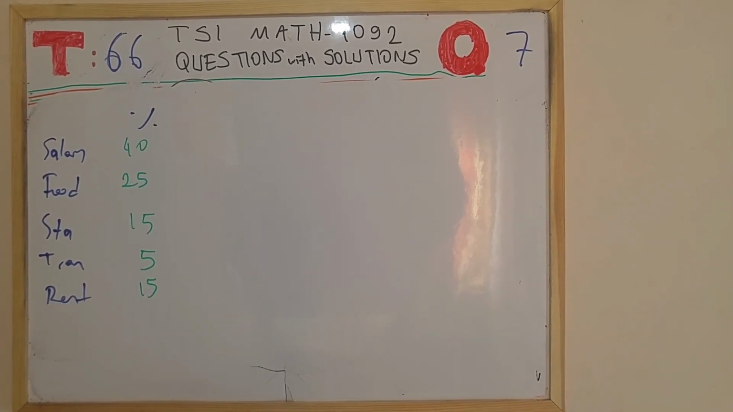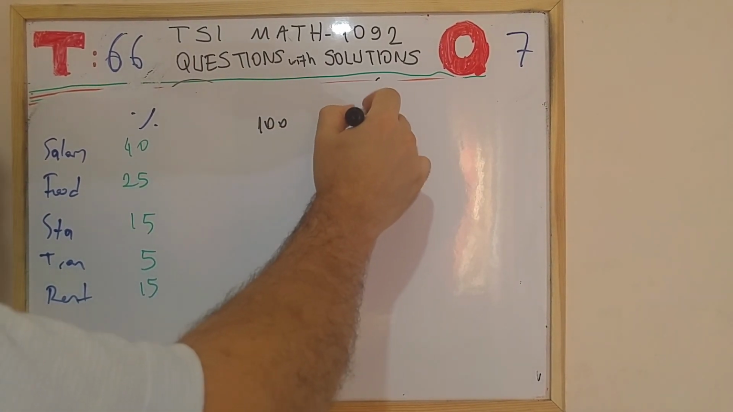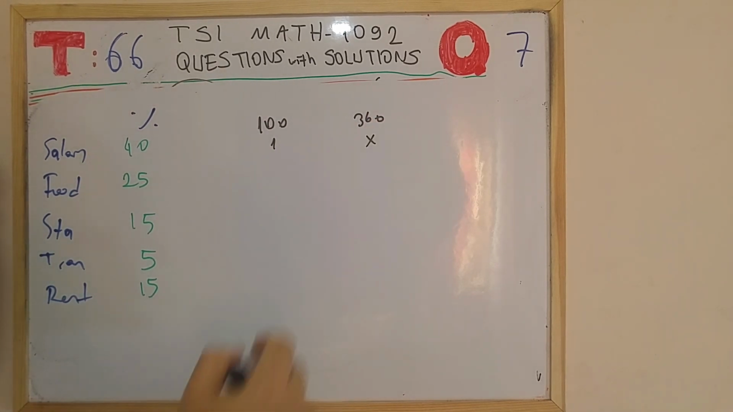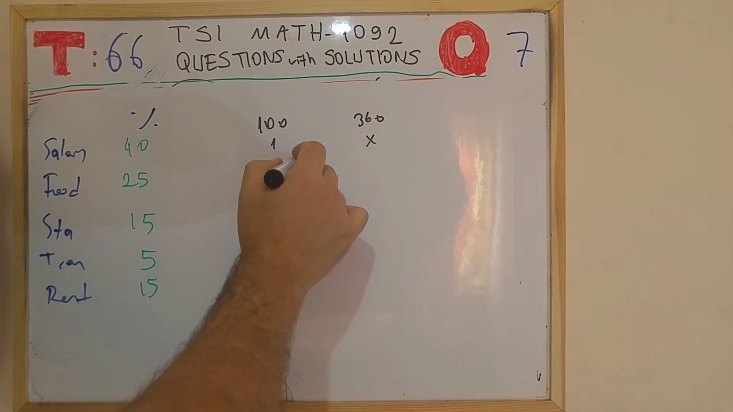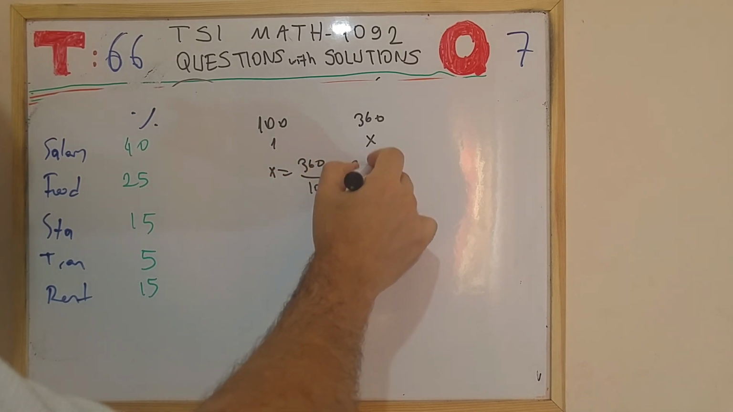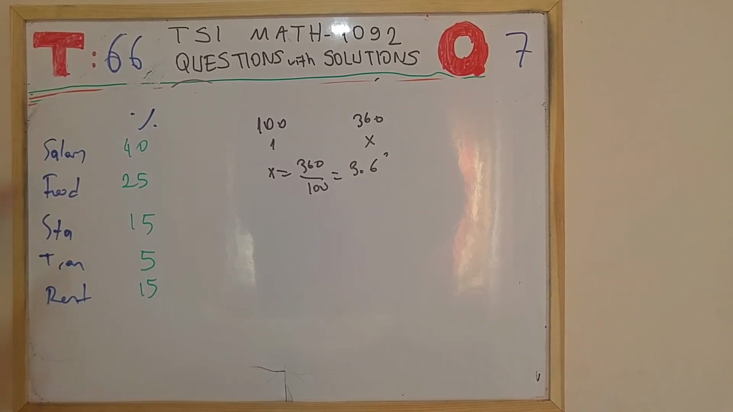Since we have a percentage here, 100% would be represented by 360 degrees, and 1% would be represented by how many degrees? This would be equal to 360 over 100. This is equal to 3.6 degrees. So each percentage would be shown by 3.6 degrees.